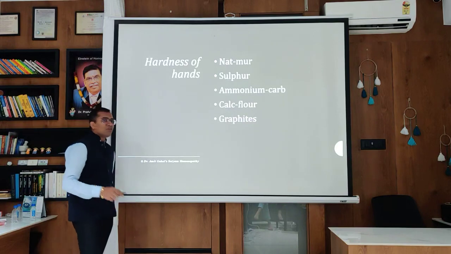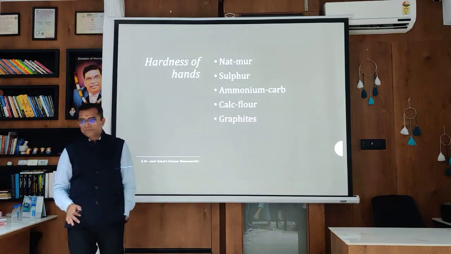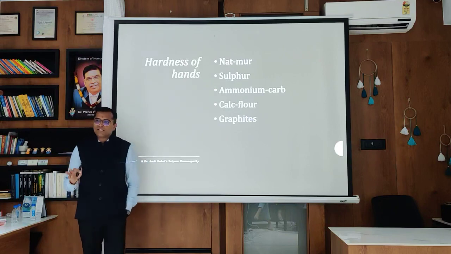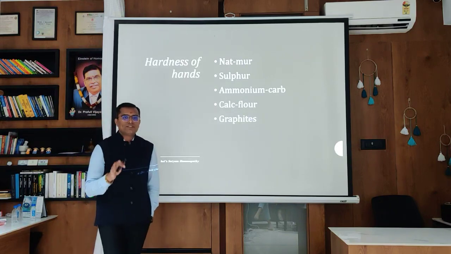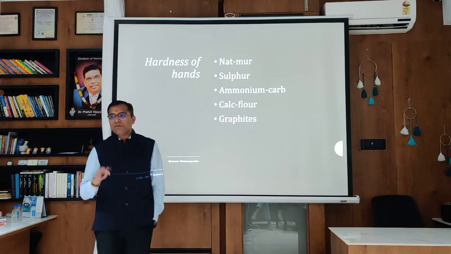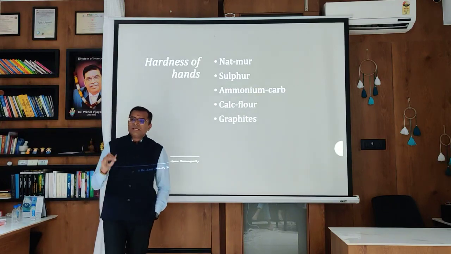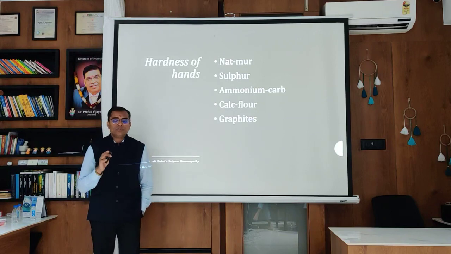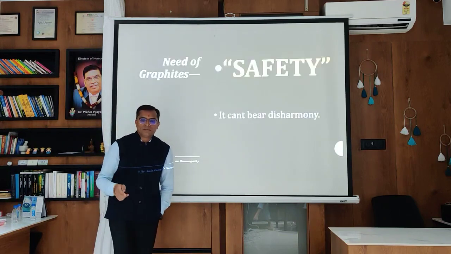So when you find hardness of the hand, you can think of this remedy. Natrum has also hardness of the hand. Sulfur has hardness of the hand with hotness. Ammonium carb has also hardness of the hand. Calcarea fluor has also hardness of the hand, and Graphites also has hardness of the hand. This is because of excess of fire.